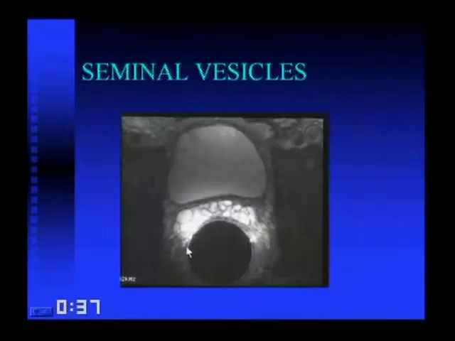Seminal vesicles will be bright and serpiginous appearing on T2 scans. Notice the effect of the endorectal coil. You get good signal here, and the fluid in the seminal vesicles is very bright. Notice the signal drop off as you get anteriorly.